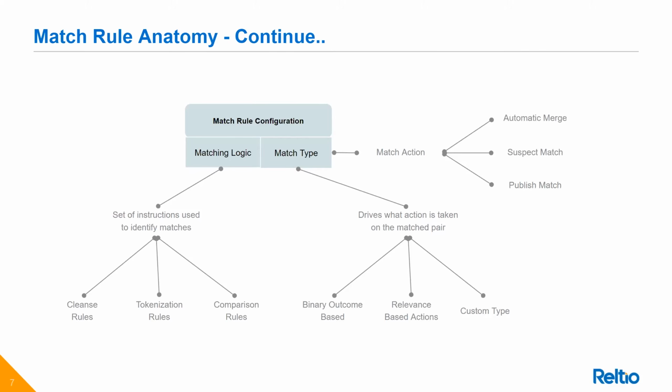And custom type is basically you get to define your own action. Basically, you can say that I don't want this pair to go through automatic merge. I don't want this to get registered as a suspect, and I don't want to show this to the data steward. What I want to do is really publish this pair so that my downstream system can pick it up and do whatever they have to do with that. So those are the three actions that are supported across these three categories of match type.